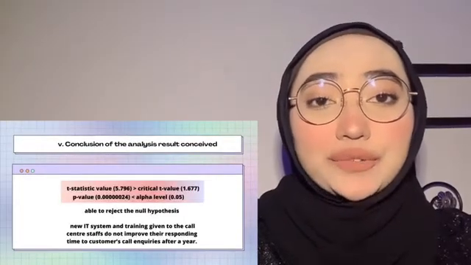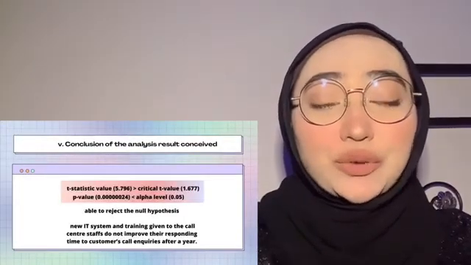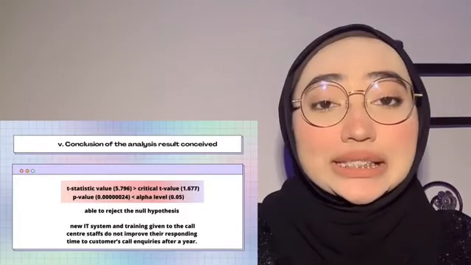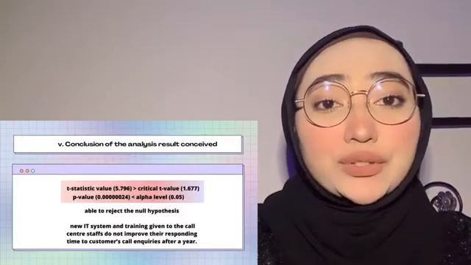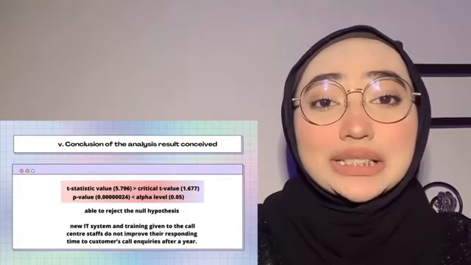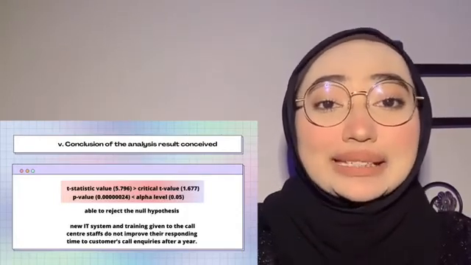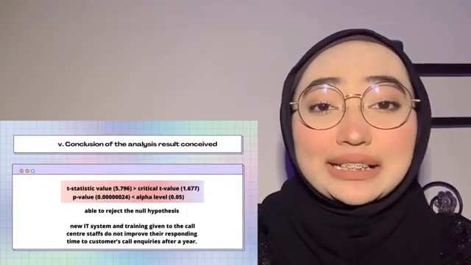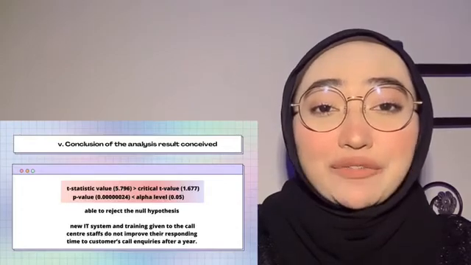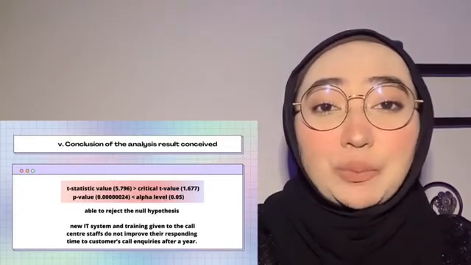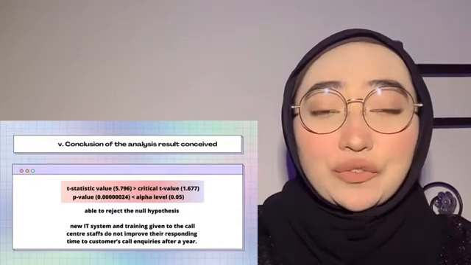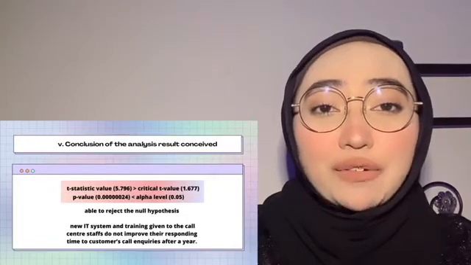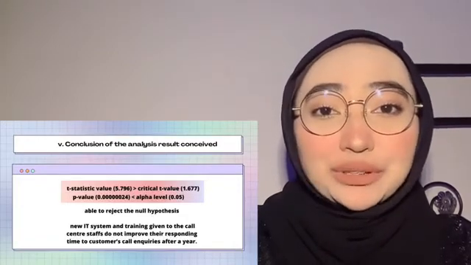In addition, with sufficient evidence from the conclusion of the p-value and critical value, we are able to reject the null hypothesis that the new IT system and training given to the call center staff do not improve their responding time to customers' call inquiry after a year. This is due to the t-statistic value, which is 5.796, being greater than the critical t-value, which is 1.677. Meanwhile, the p-value, which is 0.00000024, is smaller than the alpha level, which is 0.05. Both of them show that we are able to reject the null hypothesis.